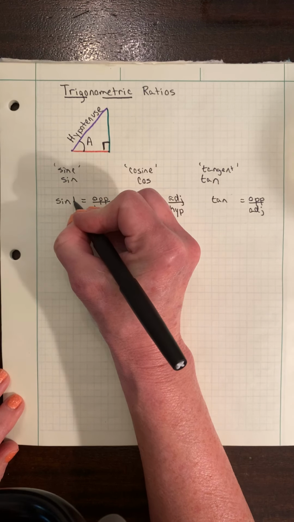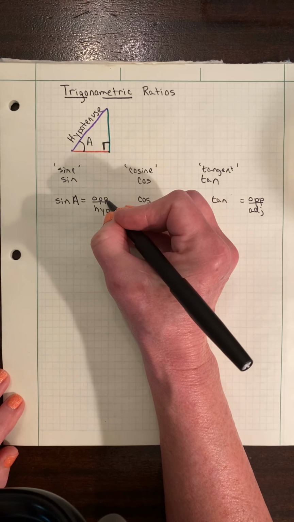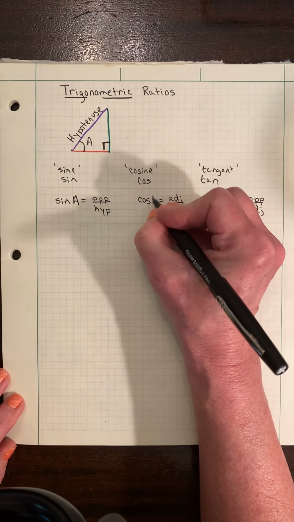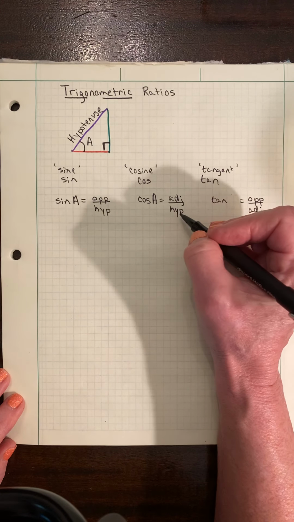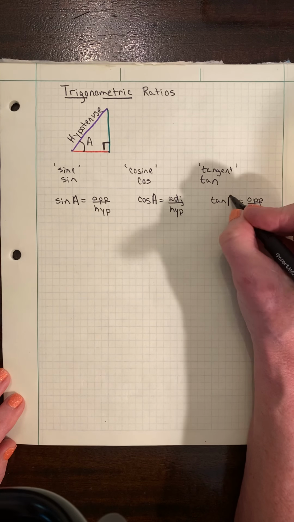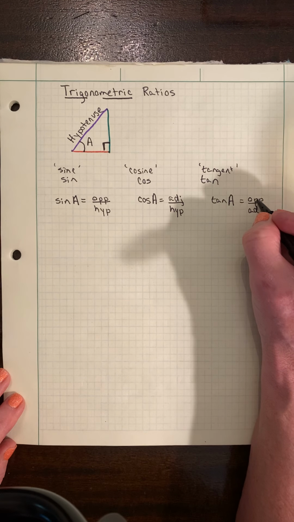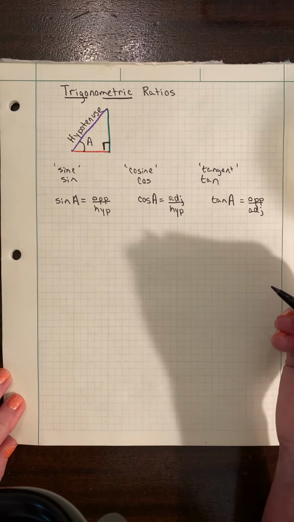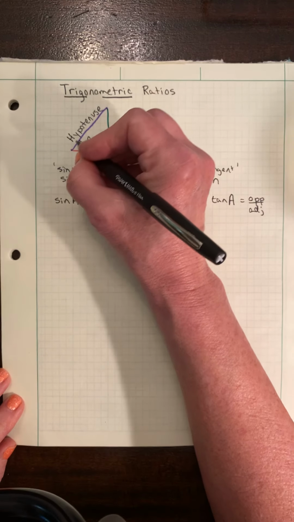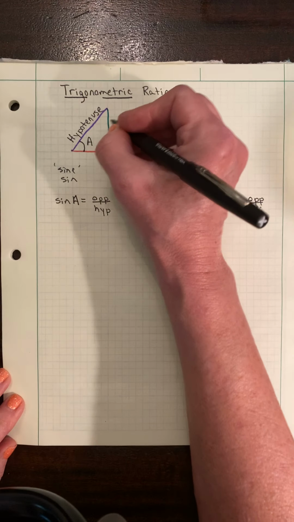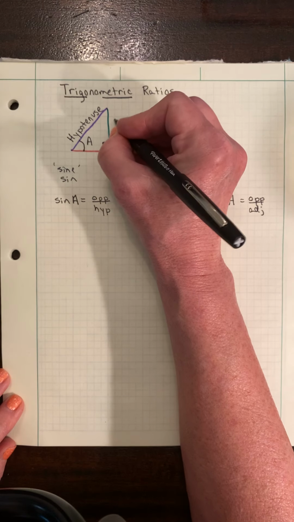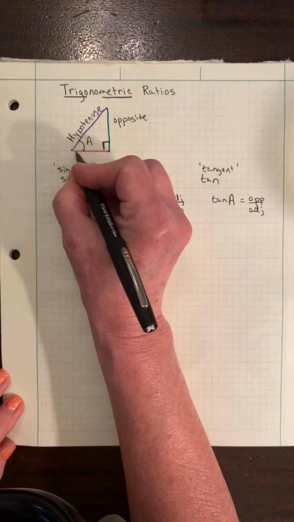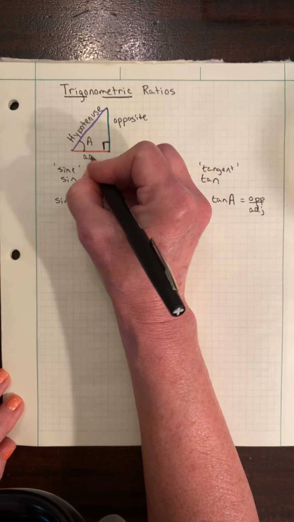So to find the sine of A, I take the opposite side and put it as a ratio over the hypotenuse. To find the cosine of A, I put the adjacent side over hypotenuse, and to find the tangent of A, I put the opposite side value or length over the adjacent. Now, what do I mean by opposite and adjacent? This is the hypotenuse all the time. Well, the side opposite A is not touching A, so this is the opposite side. The side touching A is the adjacent side.